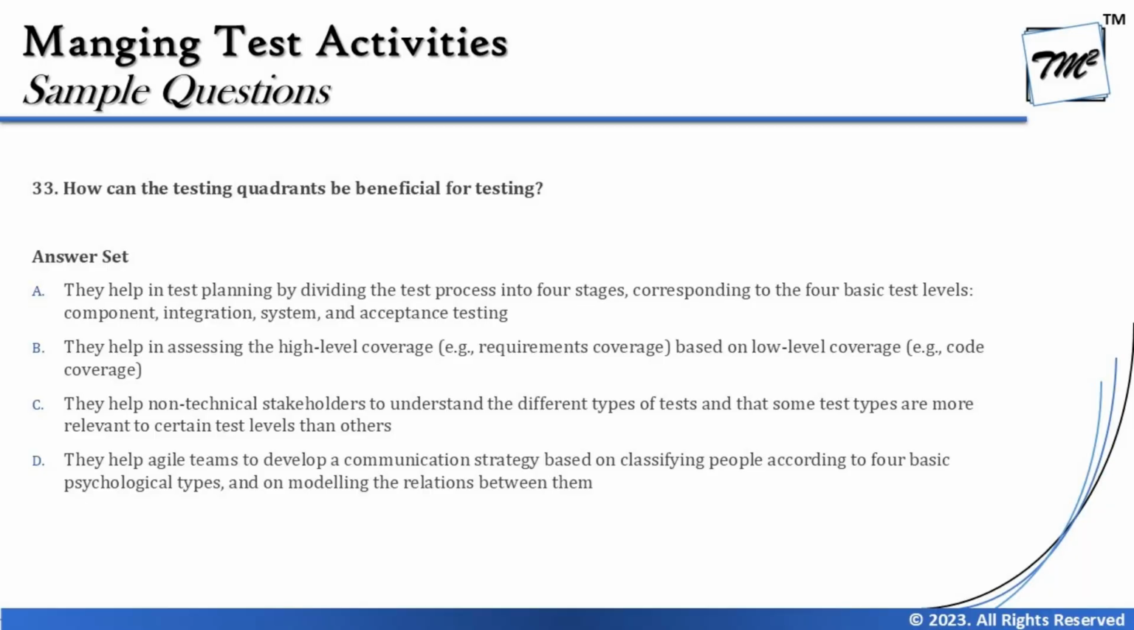And option A says, they help in test planning by dividing the test process into 4 stages corresponding to the 4 basic test levels, that is component, integration, system, and acceptance. Number one thing to remember from here, that testing quadrant have nothing to do with describing the relationship between the test levels. It's more about those levels, like if you talk about pyramid, that's something as a picturization which can talk about what to be conducted.